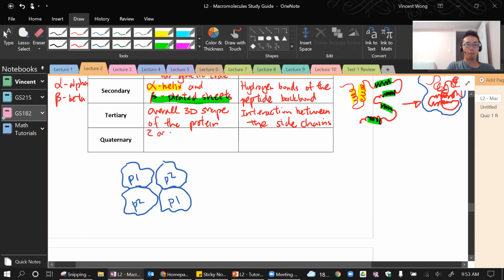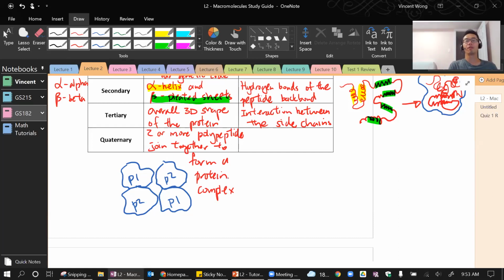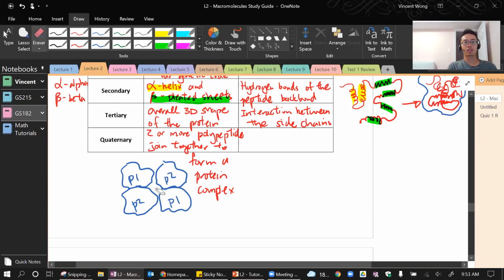So when 2 or more polypeptides, a polypeptide is just like one protein, right? Join together to form what we call a protein complex. Okay, so not all proteins are going to have a quaternary structure, only some of them. Okay, so an example of something that has multiple polypeptides, right? It's hemoglobin.